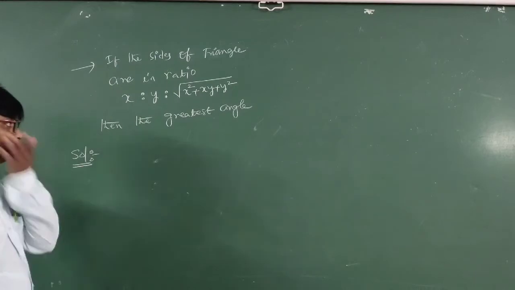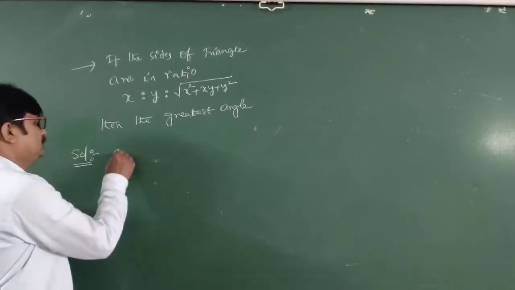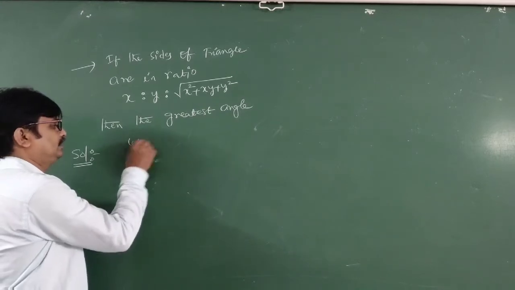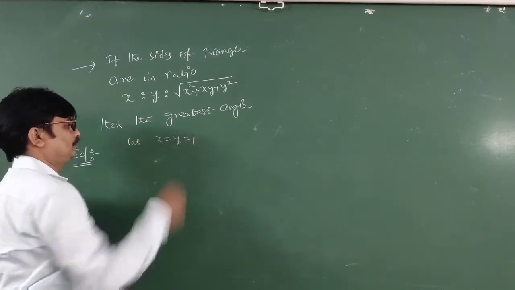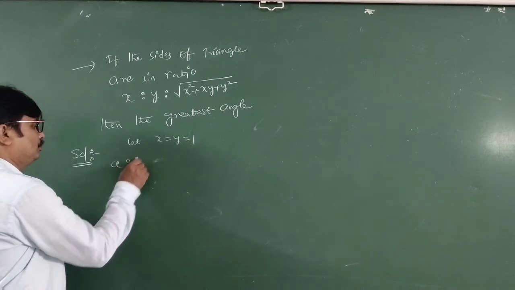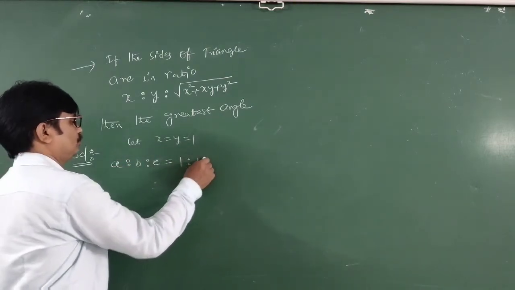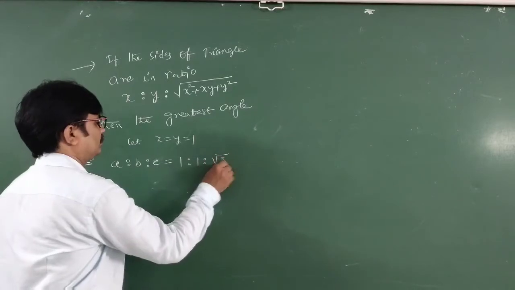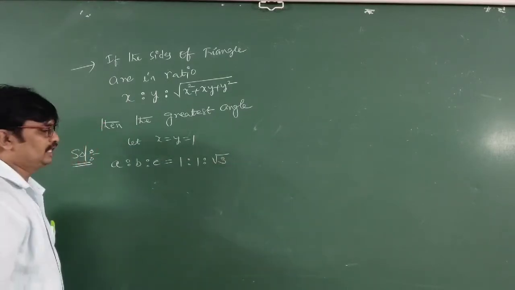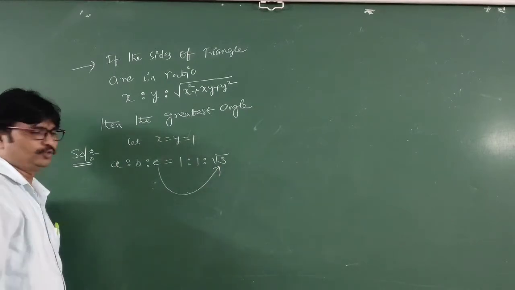My dear students, here what we observe: the sides a is to b is to c. Suppose we let x equal to y equal to 1. Then this is a is to b is to c, that is 1 is to 1 is to root 3. So which is the largest side? Undoubtedly root 3, which is 1.732.